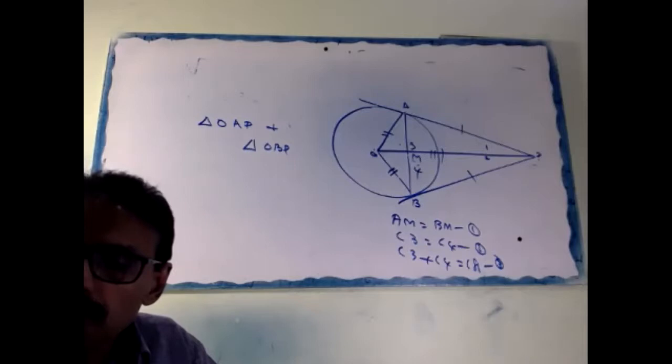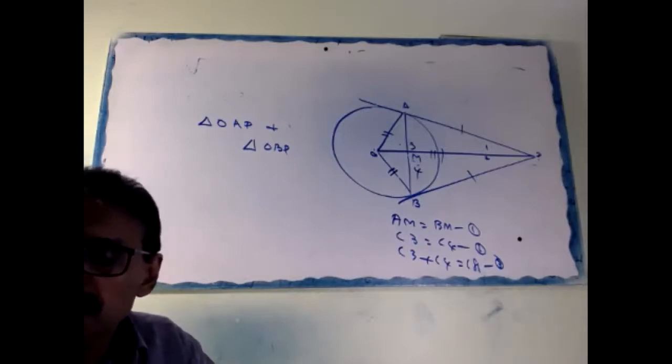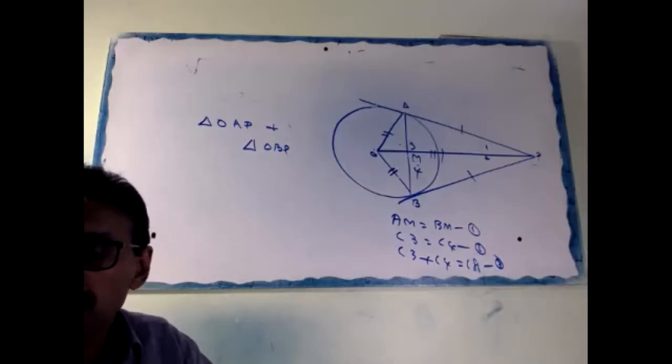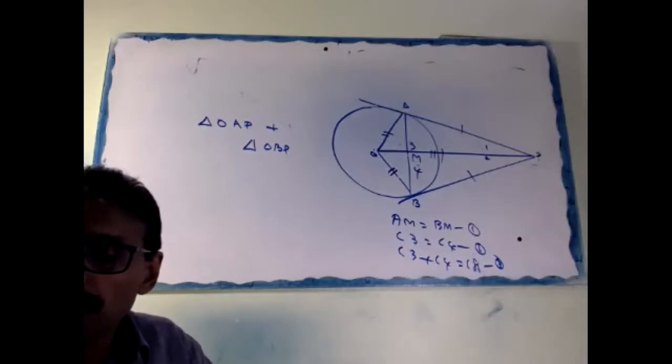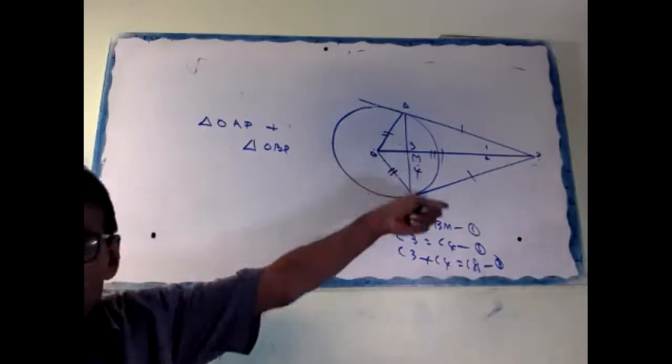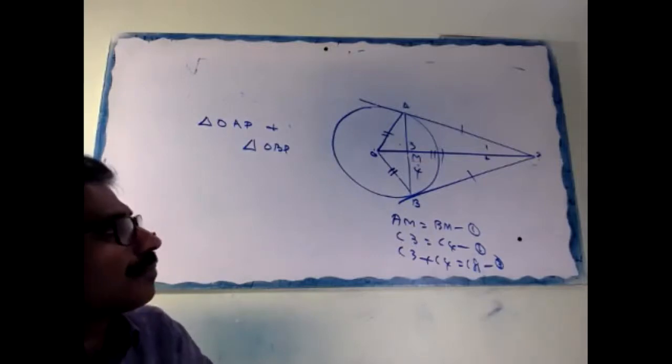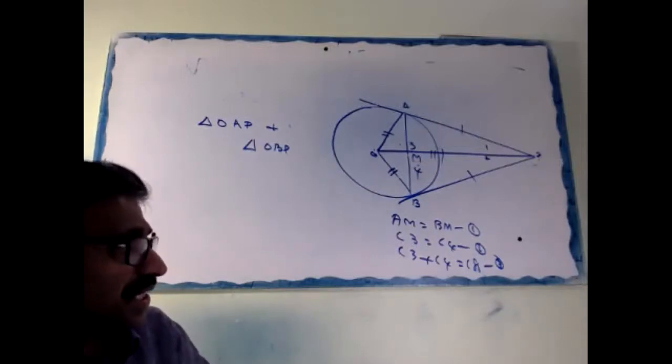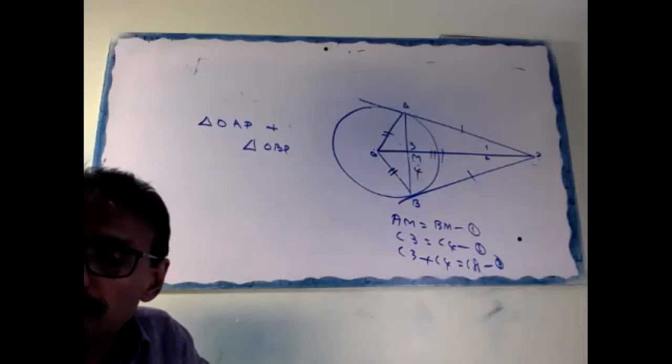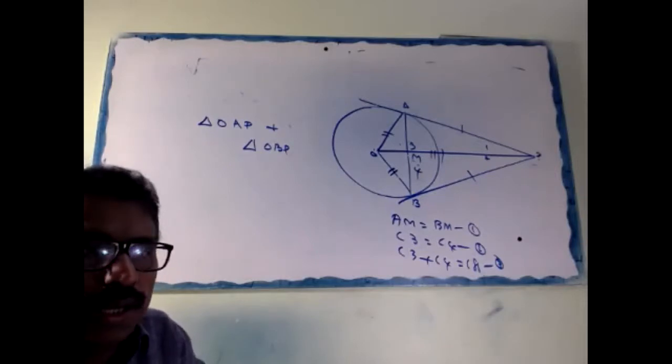So did you draw the figure or not? What about the figure you did? Draw the figure first. Okay, angle 3 equal to angle 4. You mark it 1 and 2 also. Then construction: join OA and OB.